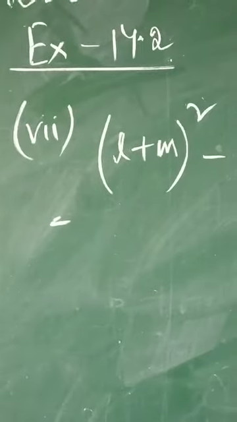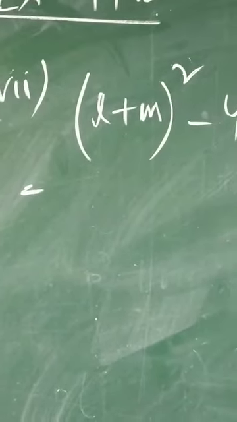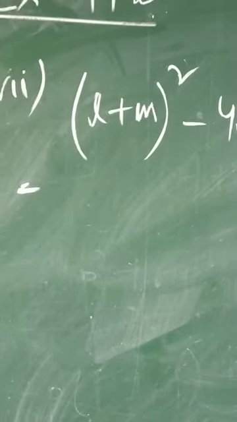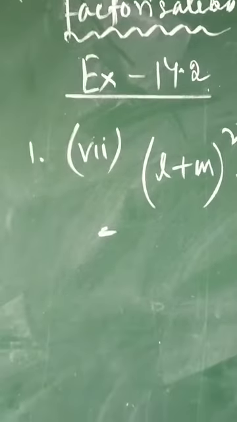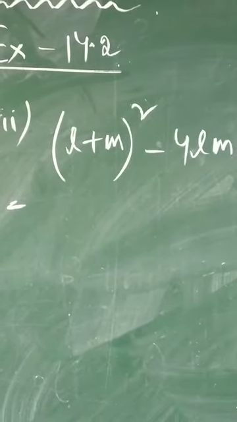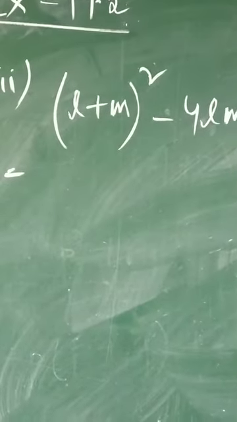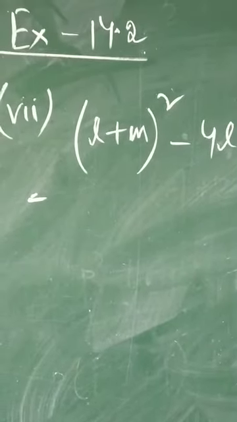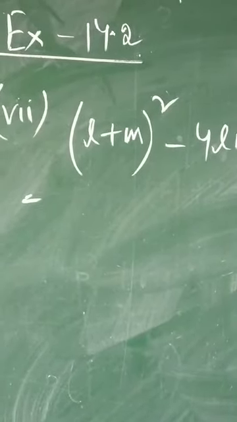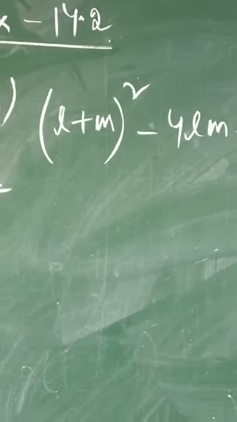Okay, children, let's go for the first question, that is question number 7 of question number 1. In the previous video, I have already explained the identities of (a + b) whole square and (a - b) whole square. So in this video, we will be discussing (l + m) whole square minus 4lm. How to factorize this expression? Let us have a look.